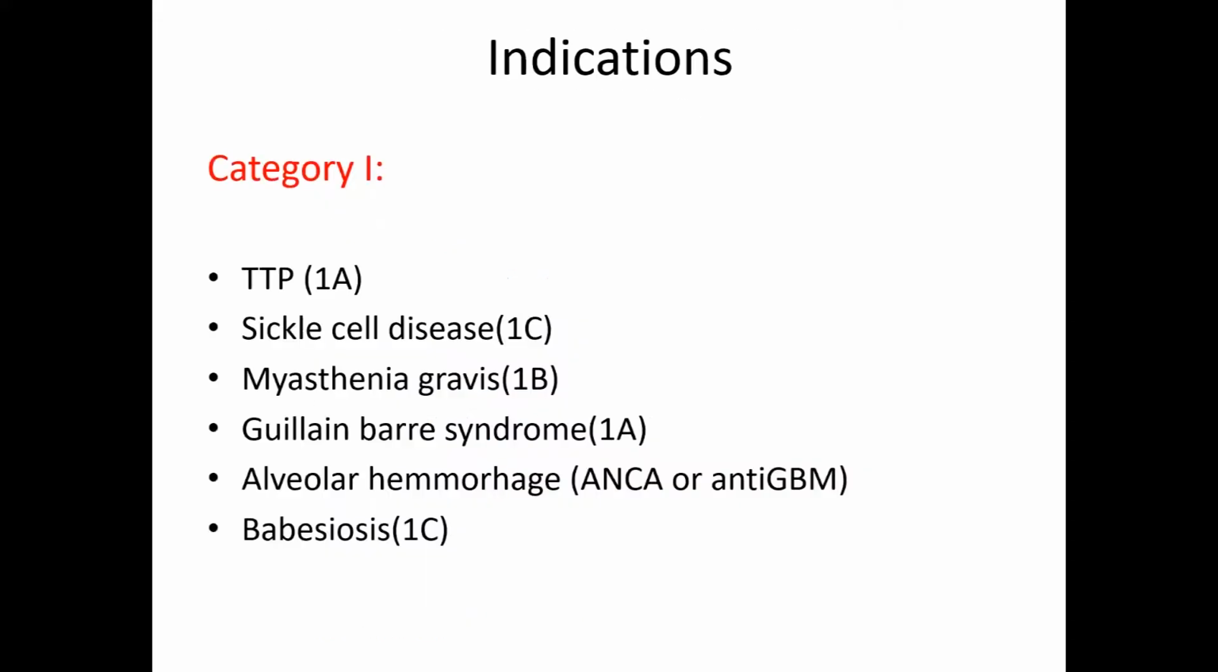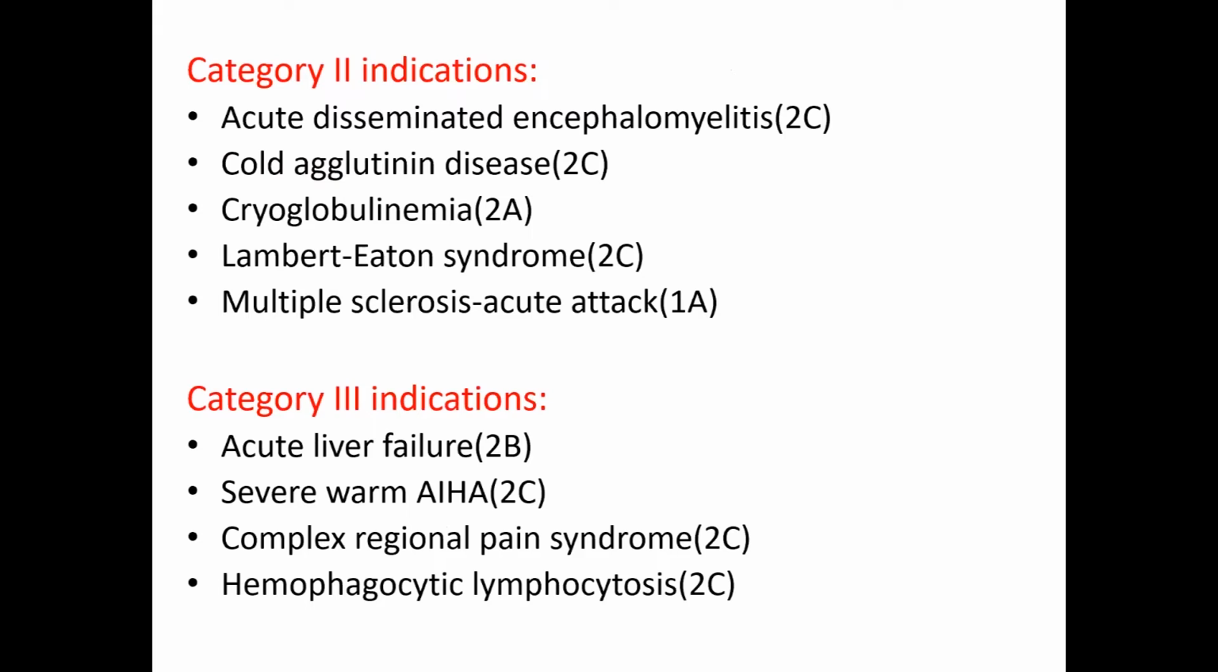So coming to the indications in detail, what are those in category 1? TTP, sickle cell disease, myasthenia gravis, GB syndrome, alveolar hemorrhage. These are commonly used areas of therapeutic plasma exchange, and this falls into category 1. In category 2, we have acute disseminated encephalomyelitis, cold agglutinin disease, cryoglobulinemia, Eaton-Lambert syndrome, and multiple sclerosis in case of acute attack. In category 3, we have acute liver failure, complex regional pain syndrome, and HLH and all that.